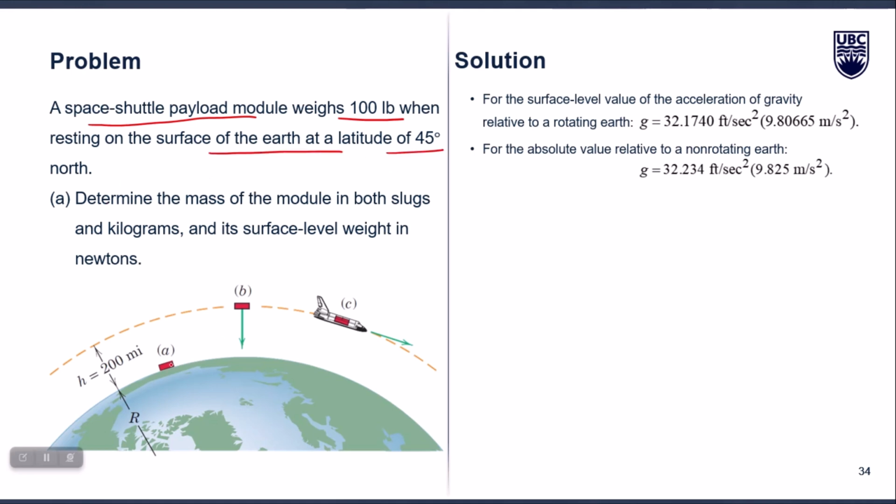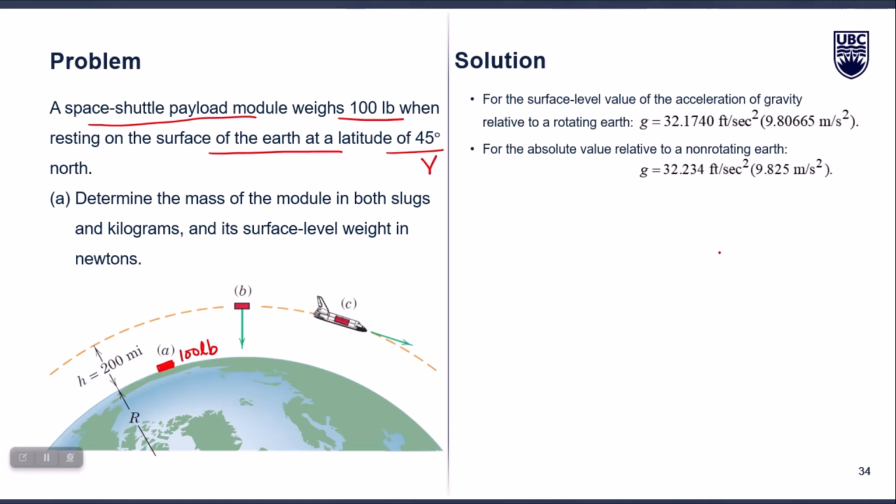So there is a mass, the corresponding weight is 100 pounds, and that is located on the surface of Earth, right? And its latitude is given already. So which means that you should be able to work out the effect of Earth's rotation because the gamma value is given as 45 degrees, right?